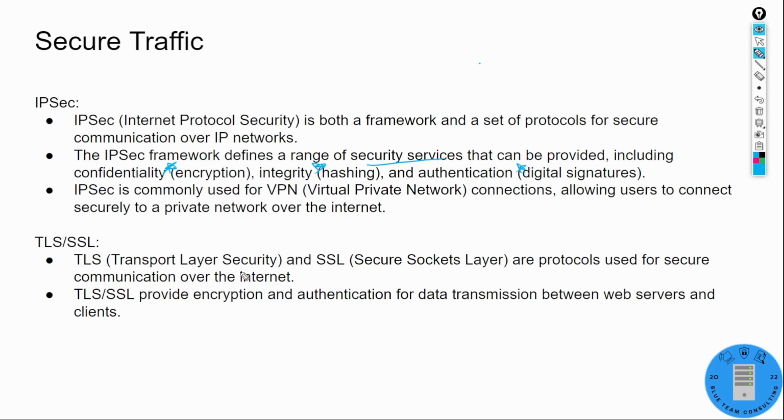TLS/SSL, which we have discussed, on TCP port 443, is used for secure communication over the internet. It's going to have encryption and authentication for data transmission between web servers and clients. So I just wanted to call out two protocols and frameworks in use and revisit how we're securing traffic going over the network.